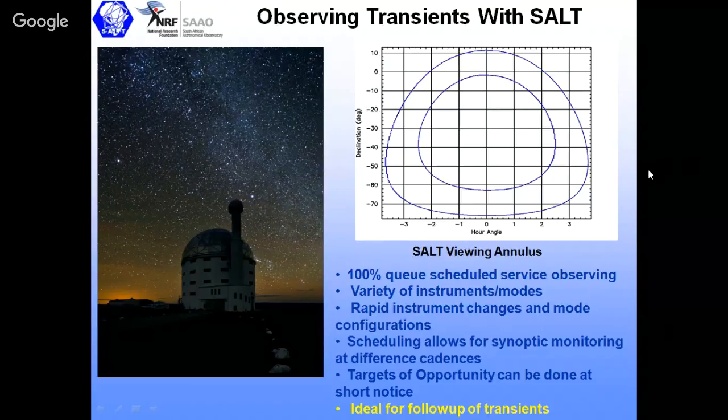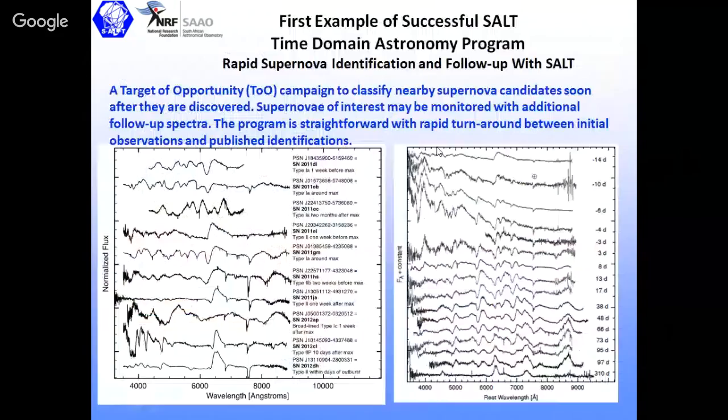Some of the first science that was very successful, and is continuing to be successful, in terms of the time domain program is the rapid follow-up of supernovae and watching their development with time, as shown in the plot on the right. And here are lots of different types of supernovae. This is an ongoing program with three different groups in SALT who are interested in supernovae.